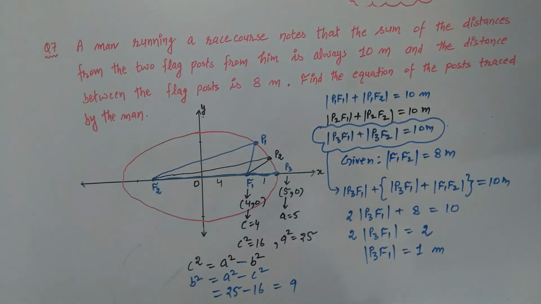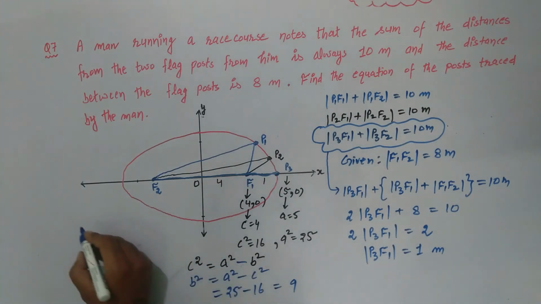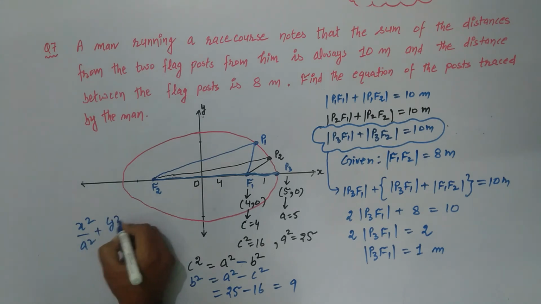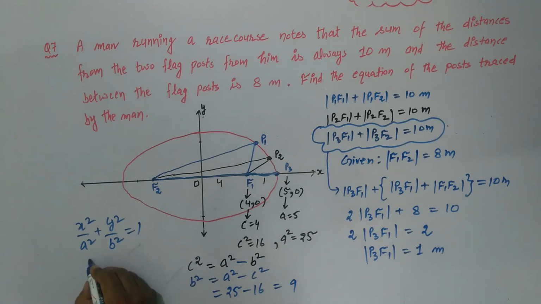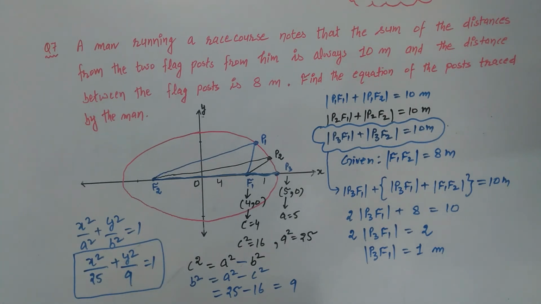So what should be the equation of the ellipse? The required equation is x square upon a square plus y square upon b square is equal to 1. Now substituting the values, x square upon a square, which is 25, plus y square upon b square, which is 9, is equal to 1. This is the required equation of the ellipse.